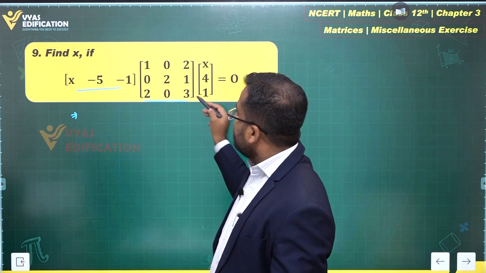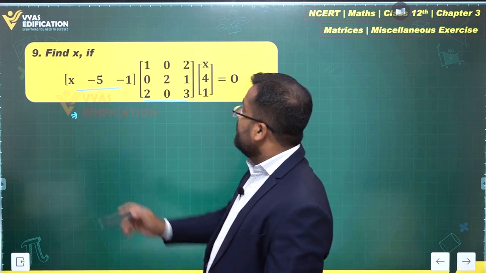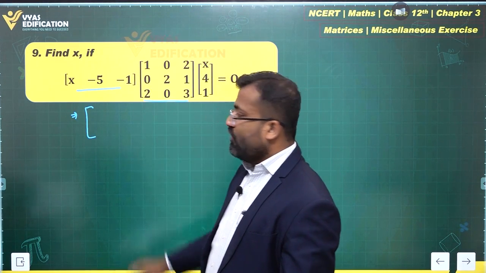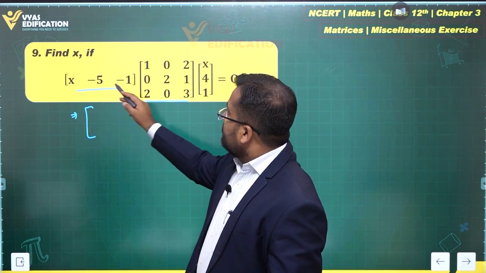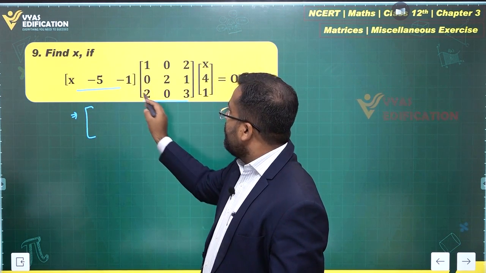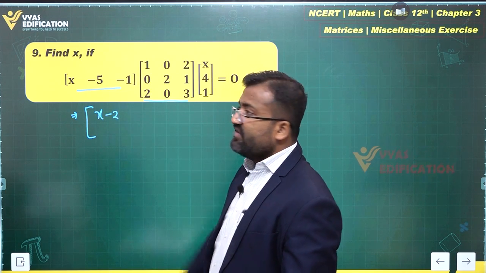We'll multiply this matrix and this matrix first of all, right? This is 1 by 3, this is 3 by 3. What we'll get is a 1 by 3 matrix, a row matrix. x, minus 5, minus 1 gets multiplied with 1, 0, 2. What you get is x minus 2, x minus 2. This is the first element.